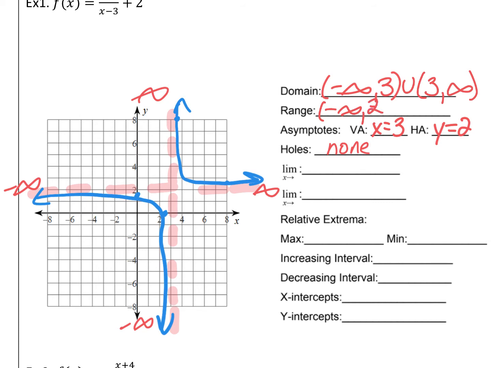To 2, yep. Perfect. So using that horizontal asymptote: negative infinity to 2, union with 2 to infinity. Perfect.